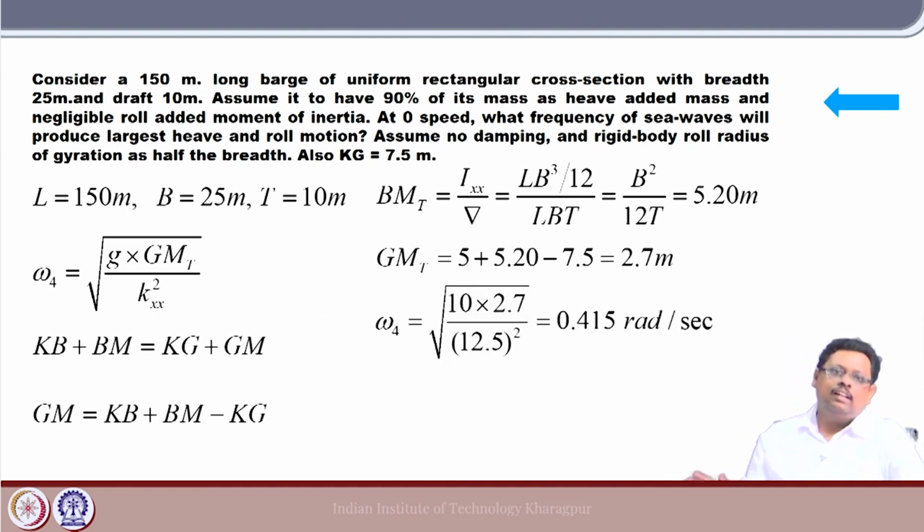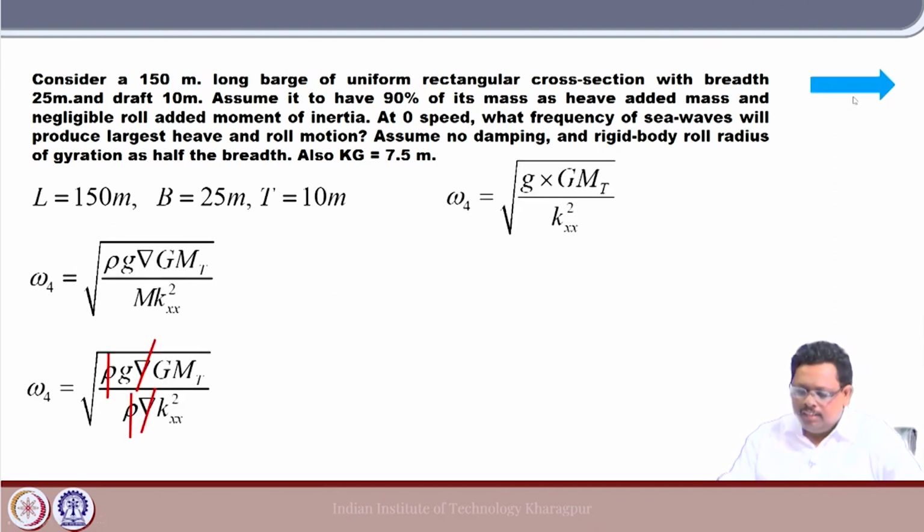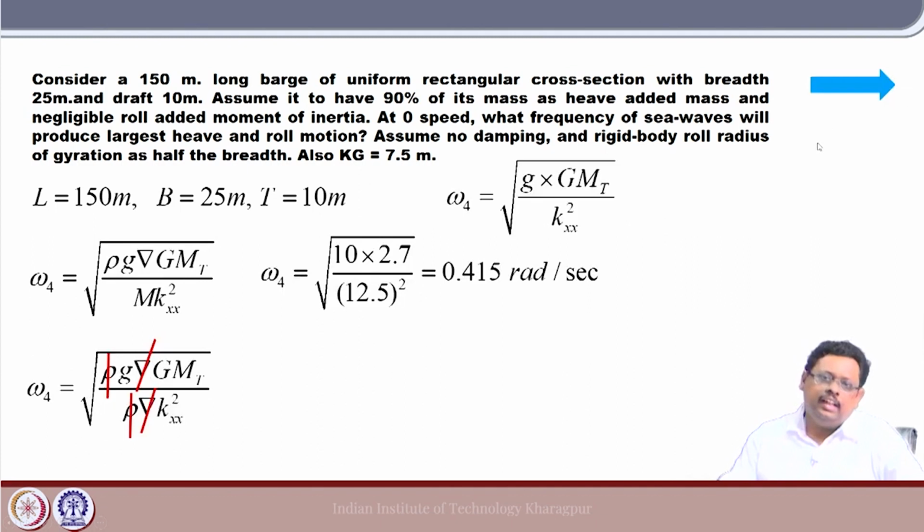And then we have omega 4 equal to, just using this formula, I can take g as 10 meter per second square, multiplied by 2.7 divided by 12.5 square, and this comes out to be 0.415 radian per second. So, here I get the value 0.415 radian per second, and let us see what the value is here.